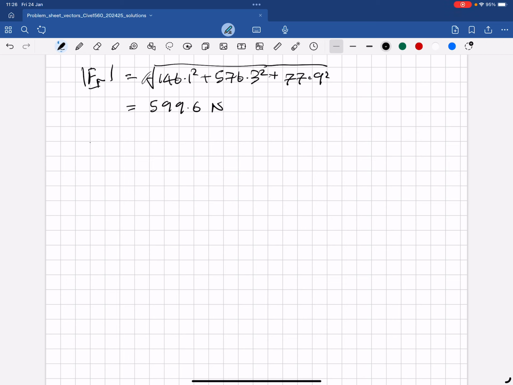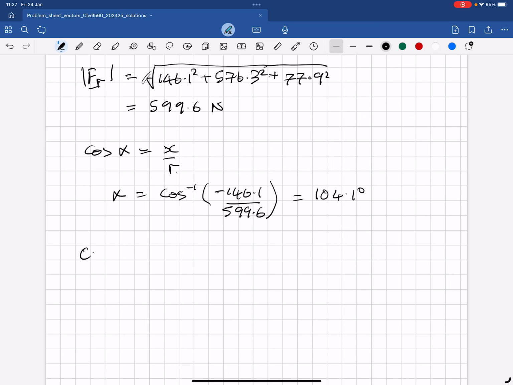Now, we have cos alpha equals x over r. So alpha is equal to cos to the minus 1 of minus 146.1 over 599.6, which comes out to be 104.1 degrees.